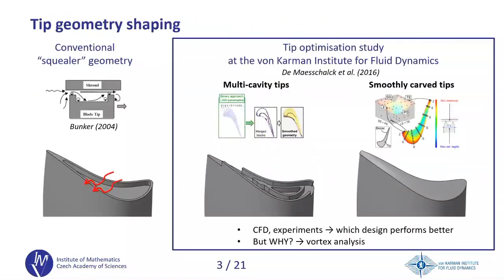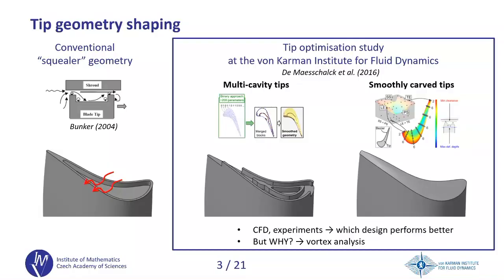One of the most common measures is to employ this tip geometry. Those are called squealer blades. As you see here in the picture, they are formed by this rim that surrounds a cavity. So when the flow crosses across the blade through the tip gap, like here, it has to overcome two of these rims, and this helps to reduce the leakage mass flow.